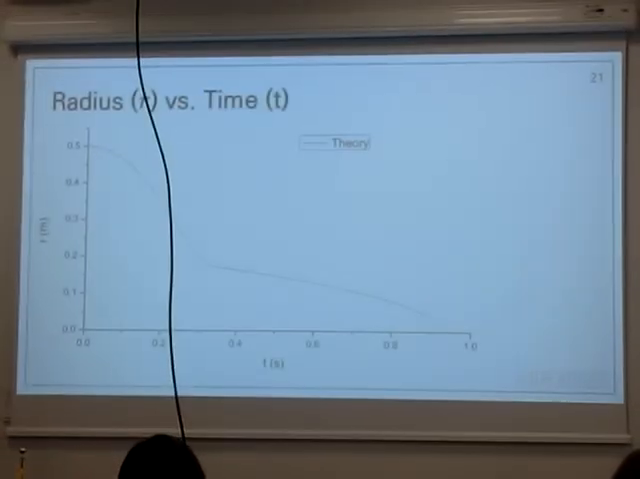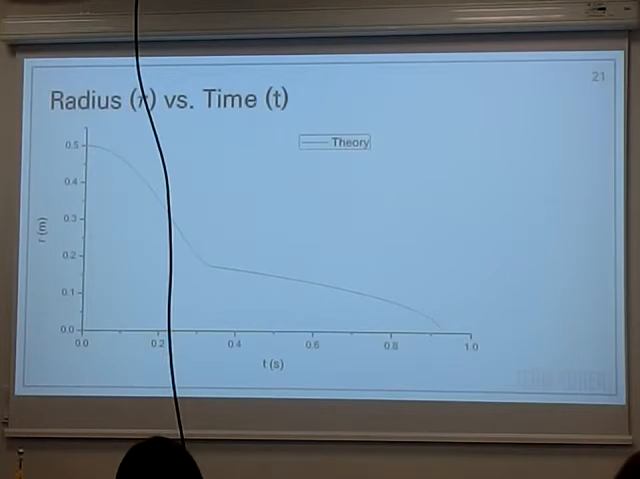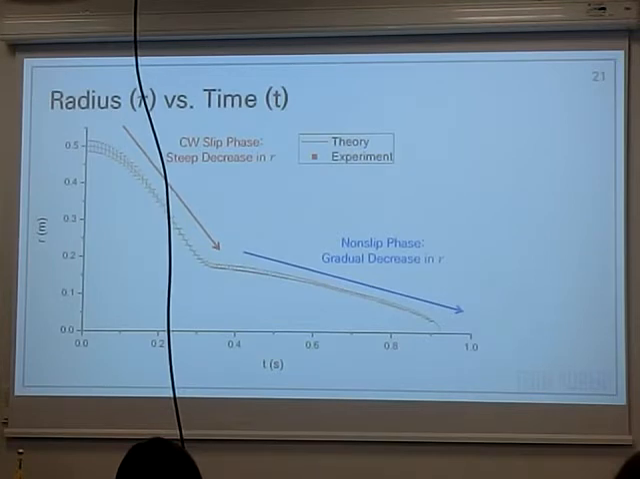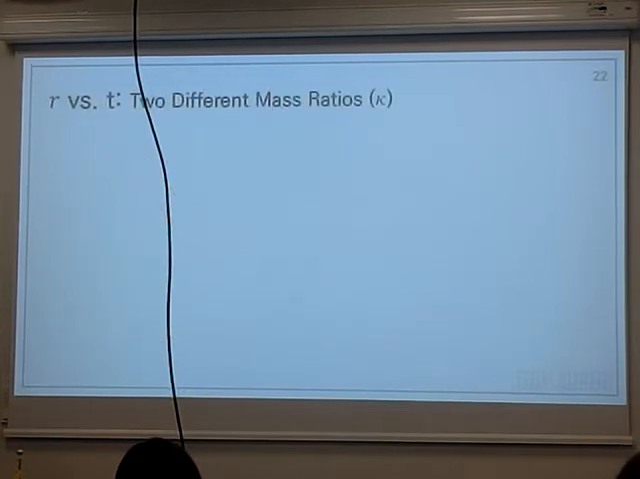And plotting the radius against time, you can see a clear stage transfer between the slipping phase where the R will decrease steeply and the non-slip phase where the R will decrease gradually compared to the slipping phase. And this has also been verified experimentally.